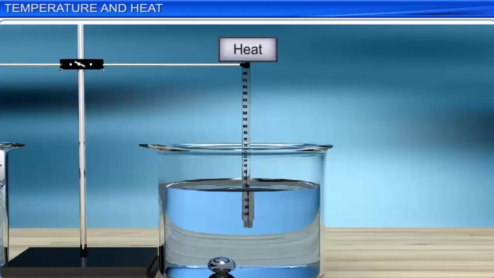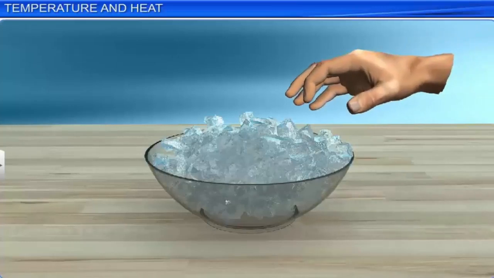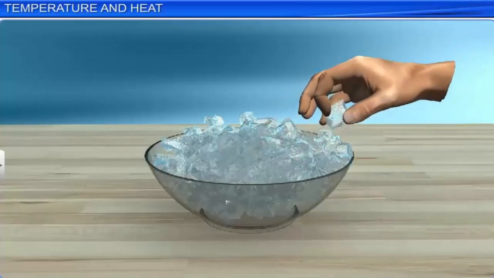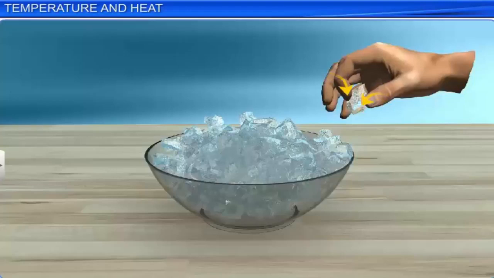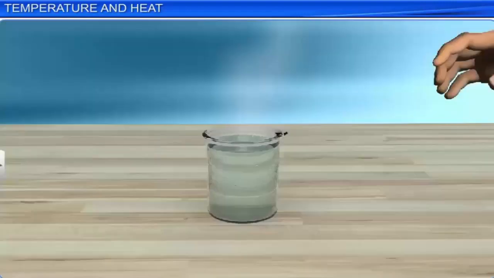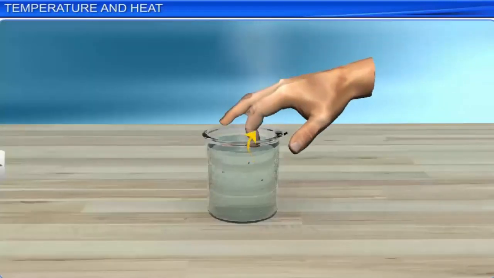Heat is an energy that is in transit. Here, the heat flows from the iron ball to the cold water. When we touch a cold body, heat flows from our body to the cold body. If a hot body is touched, heat flows from the hot body to us.